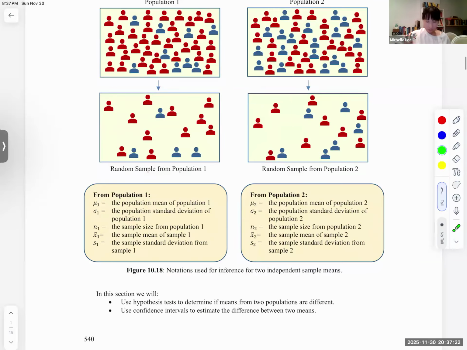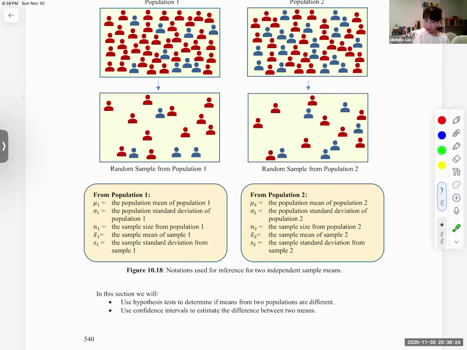Okay, so we have the notation, right? Mu sub 1 is the population mean from population 1. That's why we are using subscript 1. Sigma sub 1 is the population standard deviation from population 1, n sub 1 is the sample size from population 1, and x bar sub 1 is the sample mean from population 1. X bar is related with the sample, so we are using sample number 1. S sub 1 is also related with the sample, so from sample 1 it's the sample standard deviation. The same goes for population 2: mu sub 2, sigma sub 2, n sub 2, x bar sub 2, and s sub 2.